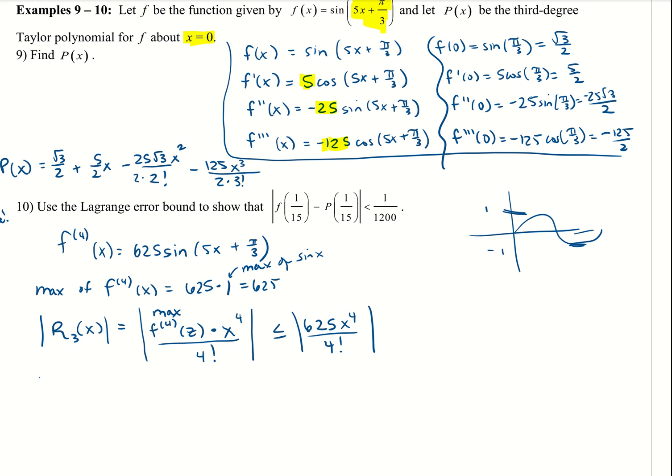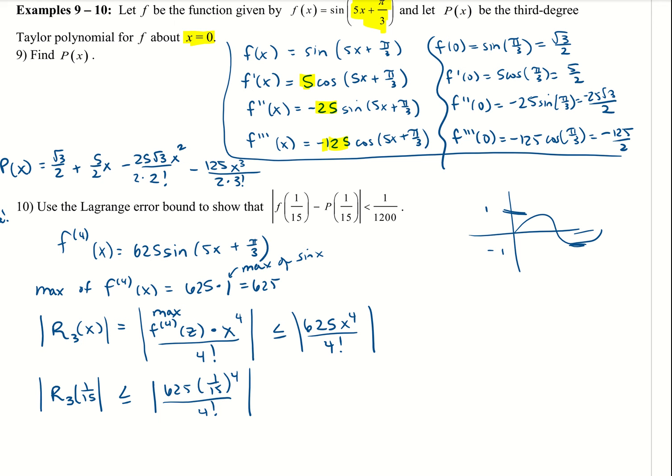So now what I'm going to do is take a look at the remainder from after the third degree Taylor polynomial, evaluate at 1/15, and the absolute value of that, because that's how we talk about error. So this would be less than or equal to the absolute value of 625 times 1/15 to the fourth power over 4 factorial. Now I want to somehow, without using a calculator, show that that is less than 1/20th. Now, if I were on the AP exam, I might just say that's less than 1/20th and move on because of time. But I do want to show you how we could figure that out.